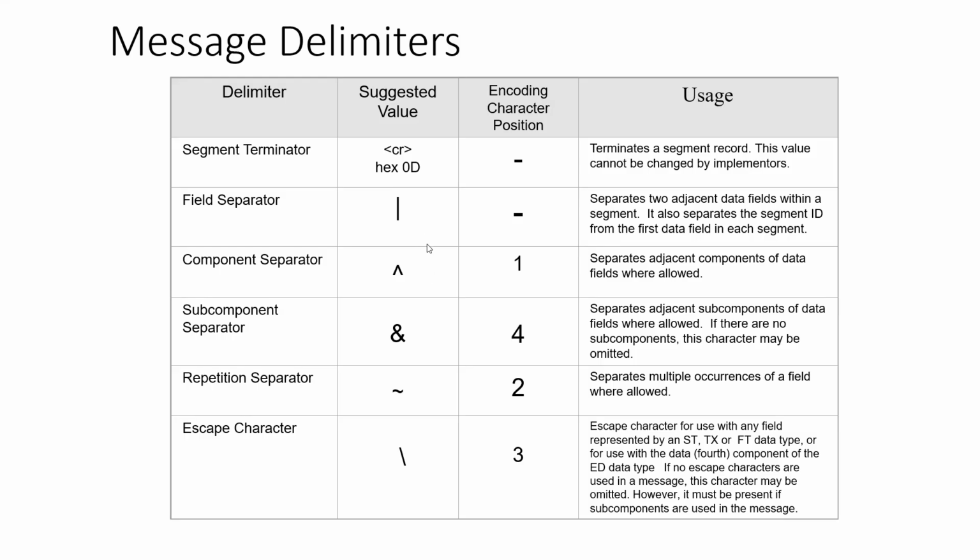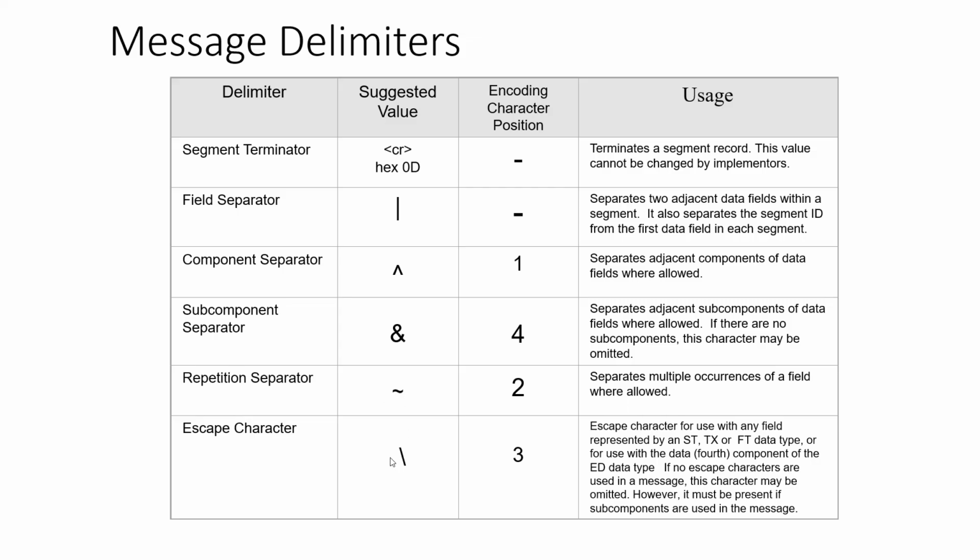Now within fields, we know that we have components, right? Two components are separated with the help of the symbol called caret. Then we have ampersand, which is going to separate two different subcomponents. We'll look at this with an example. We have a tilde, which is called the repetition separator. This also has a special role. We'll talk about this tilde with an example as well.